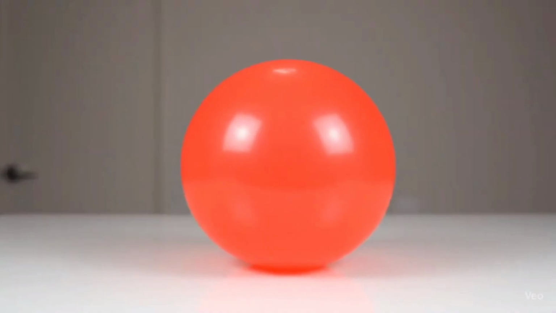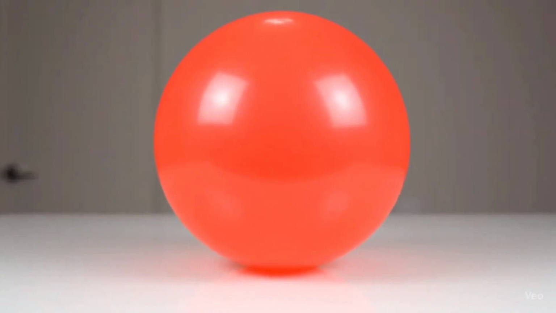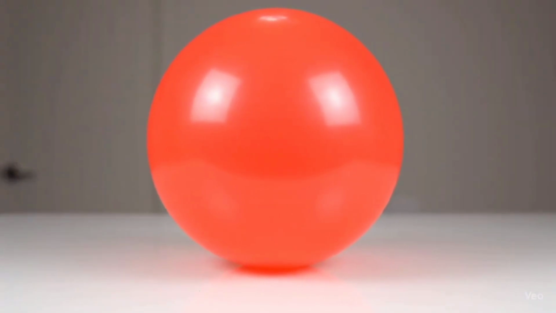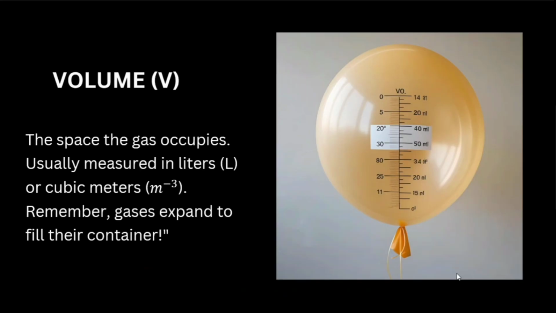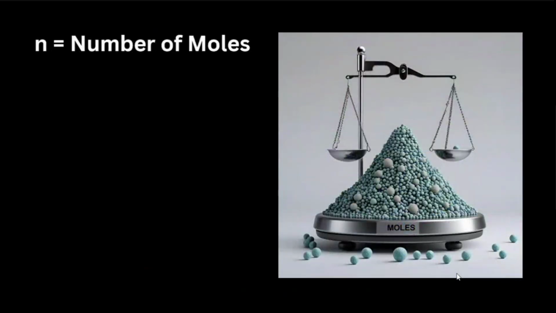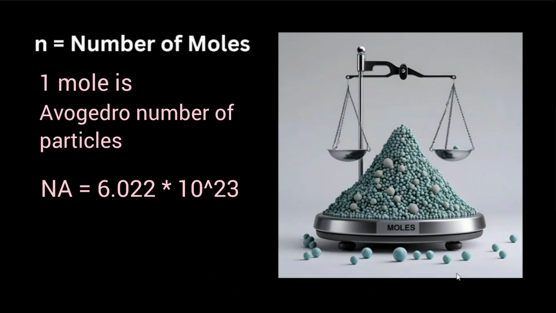V stands for volume. It is the space that gas occupies. Usually it is measured in liters or cubic meters. Remember, gases expand to fill their containers. N represents the number of moles. This represents the amount of gas. Moles are a way to count the number of particles, atoms or molecules. One mole is Avogadro's number of particles, which is 6.022 × 10^23.